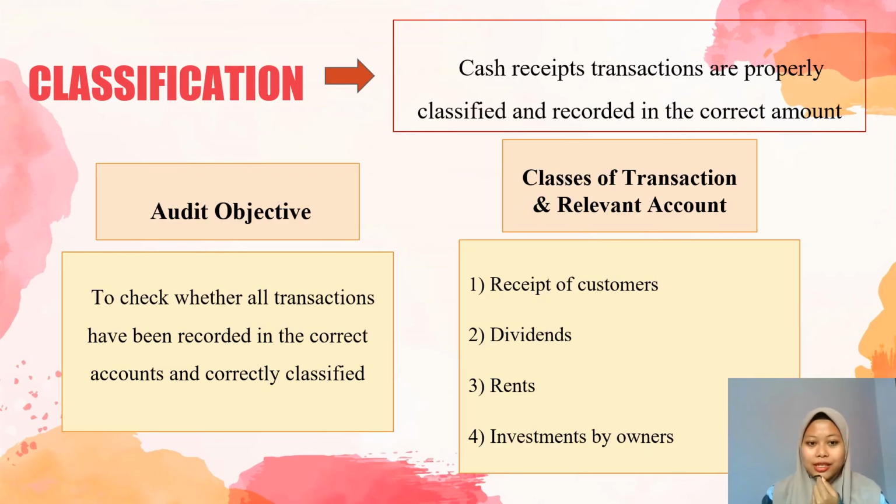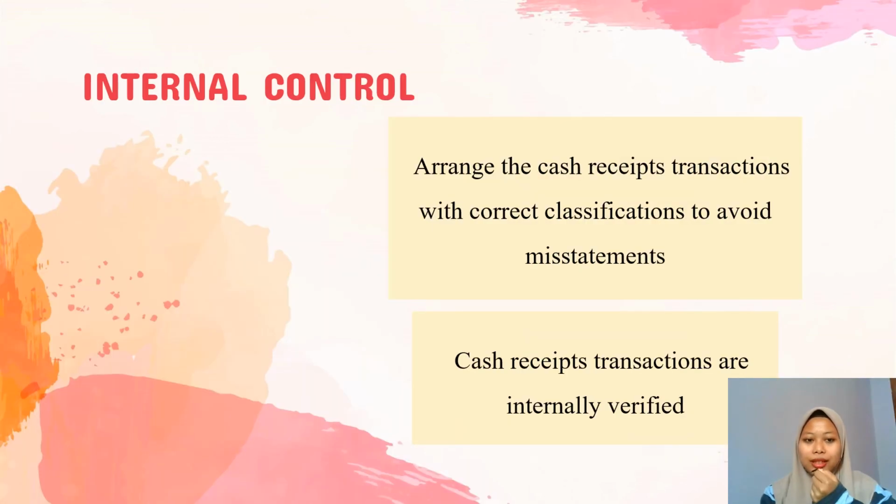Next section is classification. Cash receipts transactions are properly classified and recorded in the correct amount. For audit objective, to check whether all transactions have been recorded in the correct accounts and correctly classified. Classes of transaction and relevant accounts: first, receipt from customers; second, dividends; third, rents; and fourth, investments by owners. For internal control, arrange the cash receipts transactions with correct classifications to avoid misstatements. And the next is cash receipts transactions are internally verified.